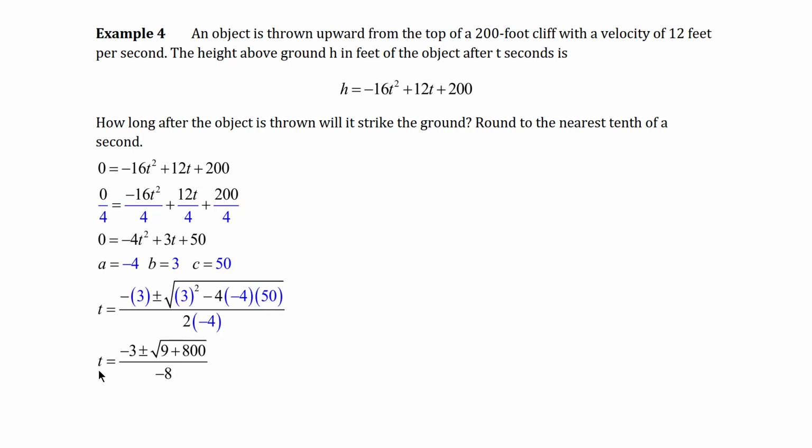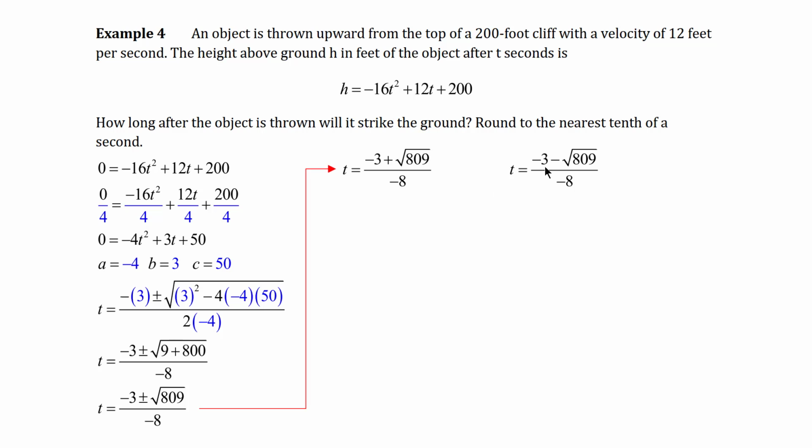So the result is t equals negative 3 plus or minus the square root of 9 plus 800 over negative 8. Next, we can add together 9 and 800, which is 809. So the result is t equals negative 3 plus or minus the square root of 809 over negative 8. From here, I broke apart this equation into two separate equations. For the first equation, I have t equals negative 3 plus the square root of 809 over negative 8. For the second equation, I have t equals negative 3 minus the square root of 809 over negative 8.